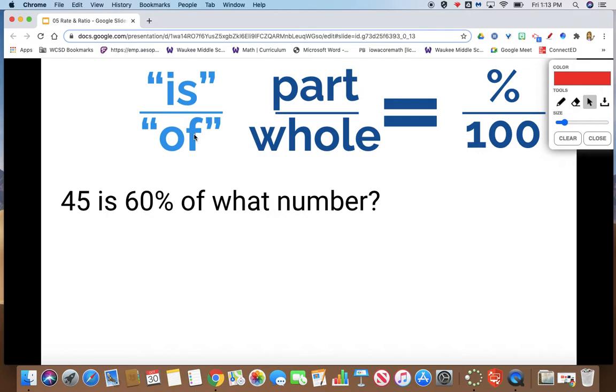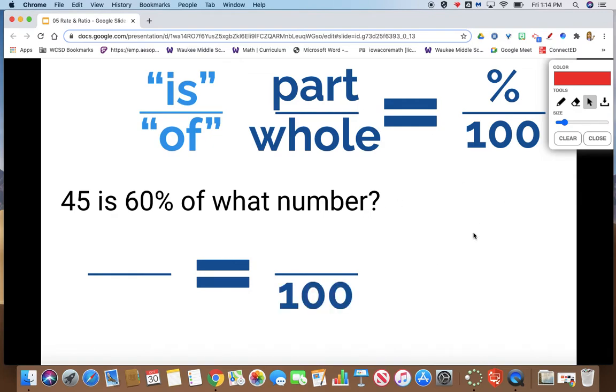And so we're going to use that as an indicator of which pieces we were given and which pieces we are still missing. So is over of equals percent over 100 is another common way that we remember the percent proportion. What does that mean? Well, we have to figure out what the part is, what the whole is, and what our percent is in our sentence. Now, one of those pieces is going to be missing, so our job will then be to solve, and we'll talk through how we solve in just a moment.